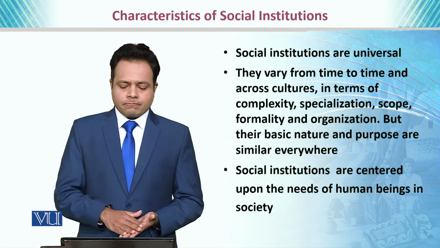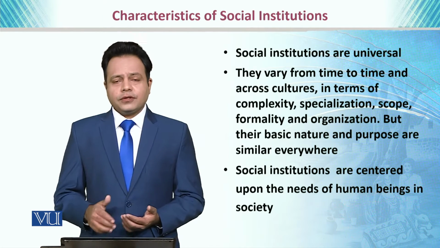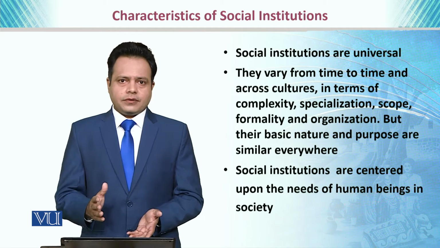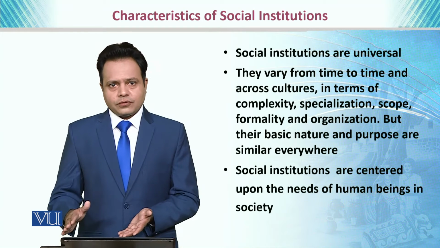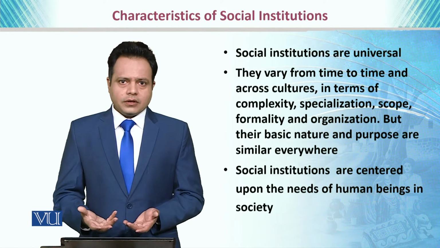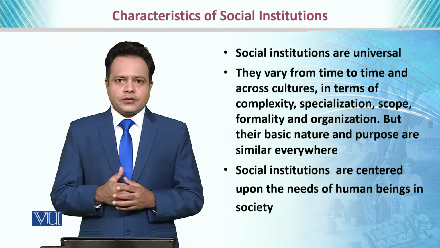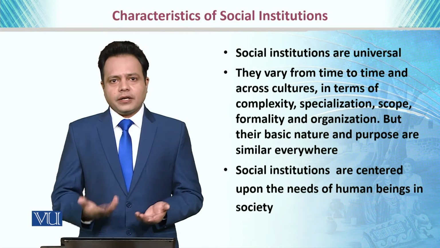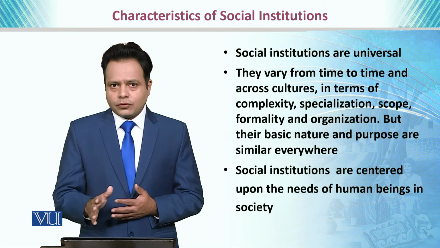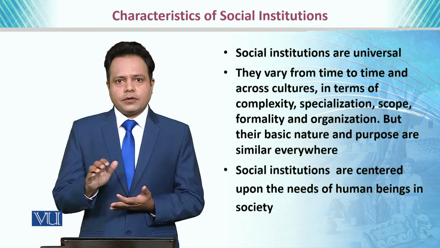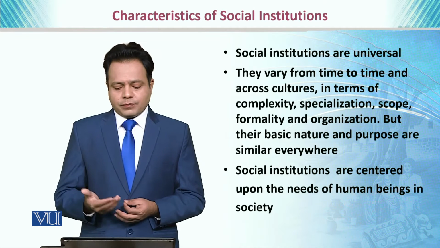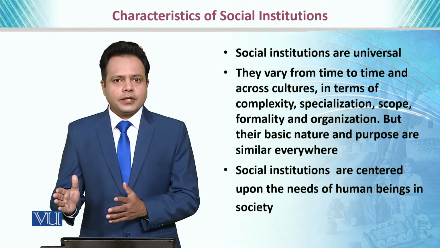They vary from time to time and across cultures in terms of complexity, specialization, scope, formality, and organization. So these different aspects will vary from one society to another based on the nature of the institutions. For example, where institutions are formal, you will find a strong nature of relation, and the nature of relationship is different as compared to where institutions are informal. And similarly, where institutions are specific, utilitarian and goal oriented, you will find the nature of the institution based on economic interest as compared to emotional interest. So these basic natures and purposes can be found in almost every social institution.